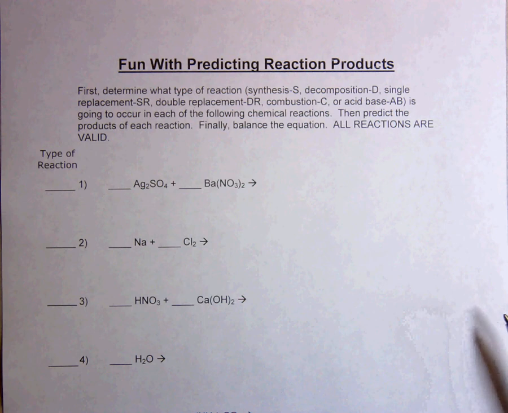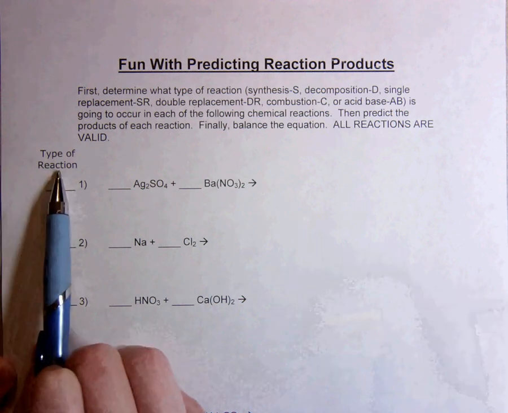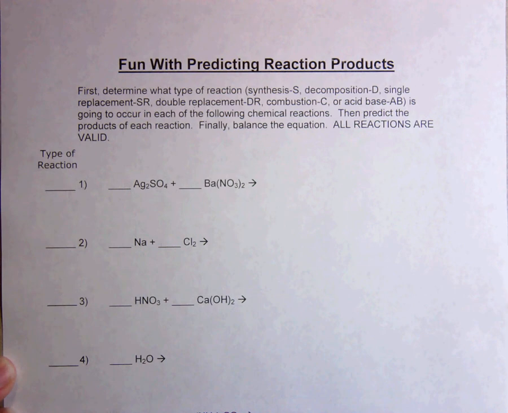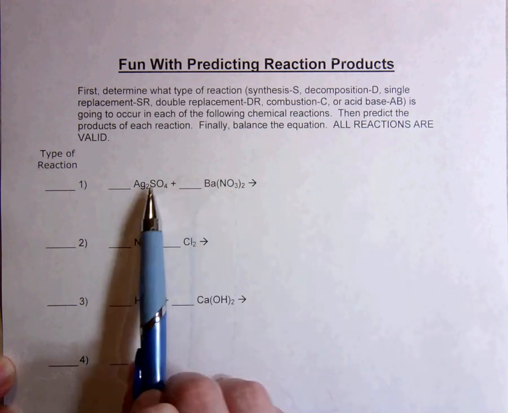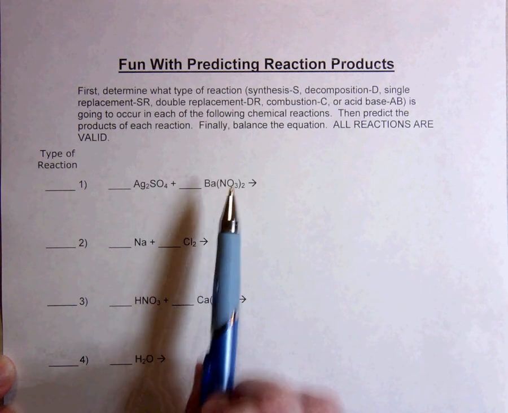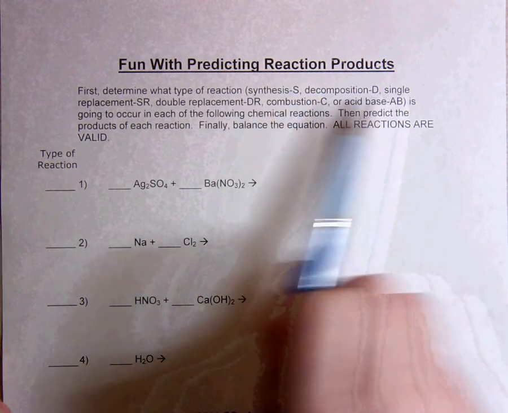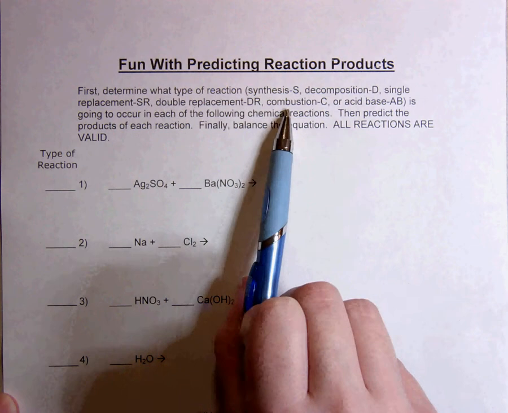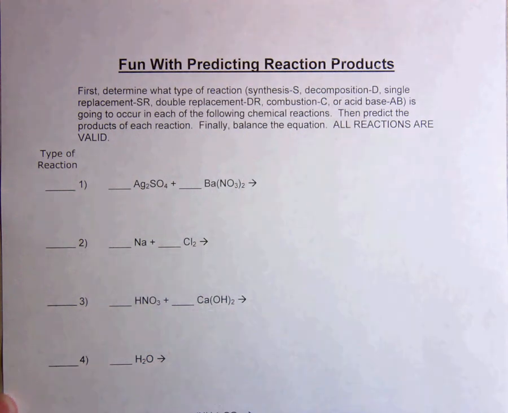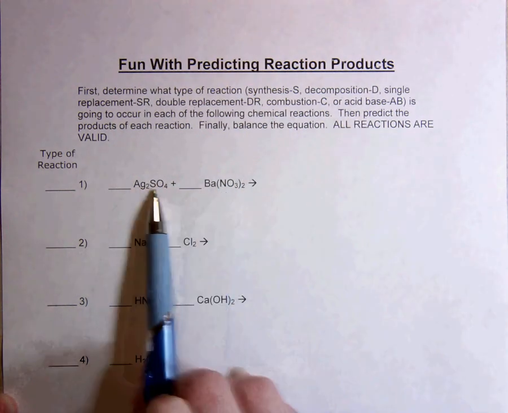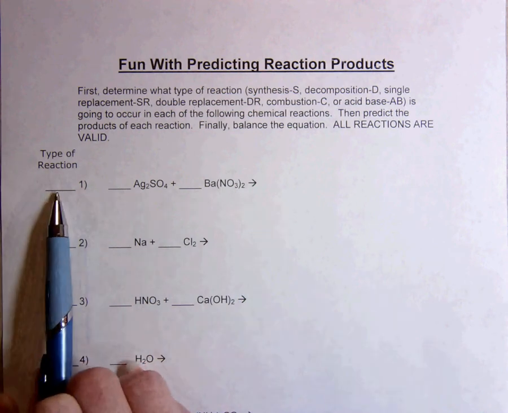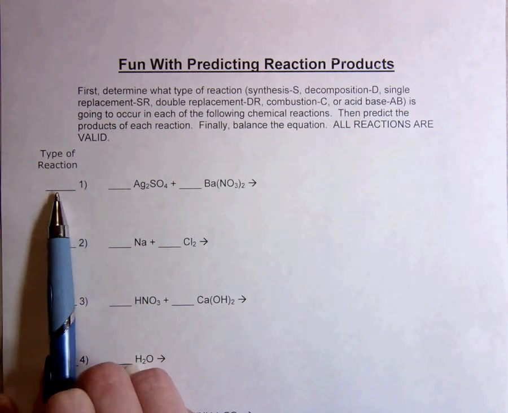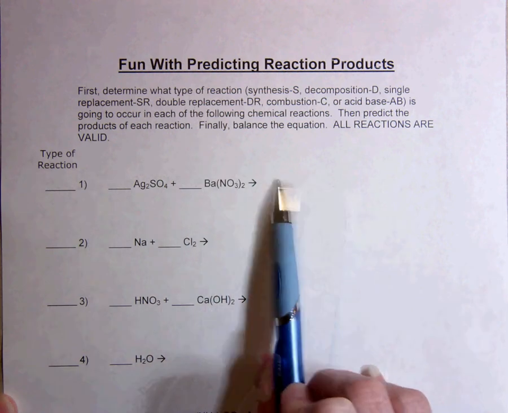So what you're going to do in this worksheet is determine which type of reaction each one of these is going to be. Notice there's no products to compare it to. You're going to have to look at just the reactants to determine whether it is a synthesis, decomposition, single replacement, double replacement, combustion, or acid-base reaction. So when you go through these, look at your reactants, determine which type of reaction it's going to be. Then, based on the type of reaction, that'll let you know what products you need to make.